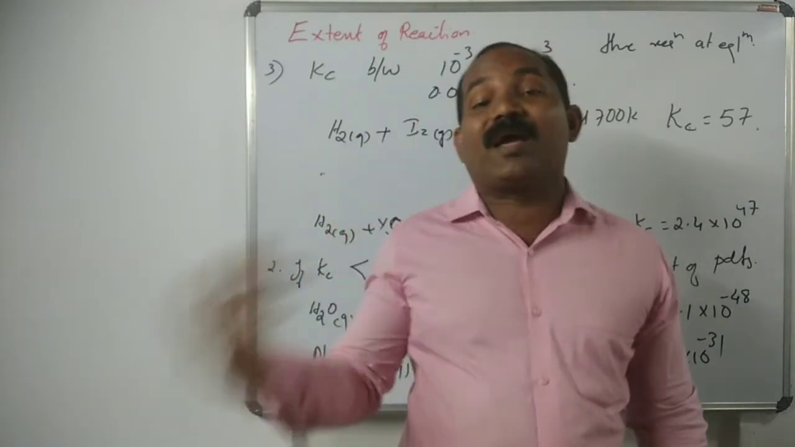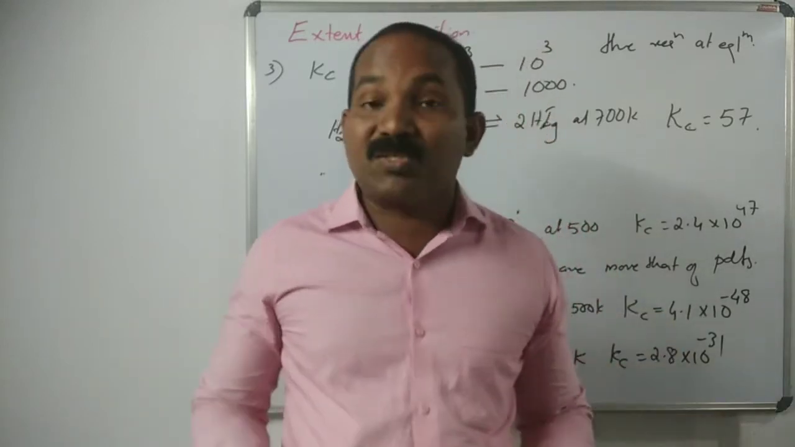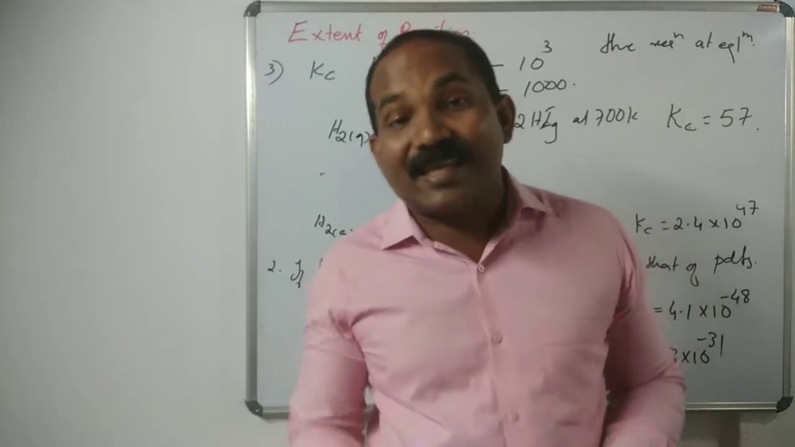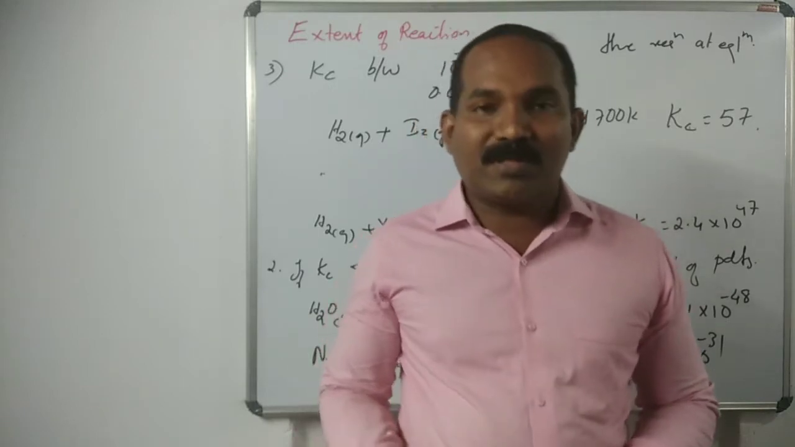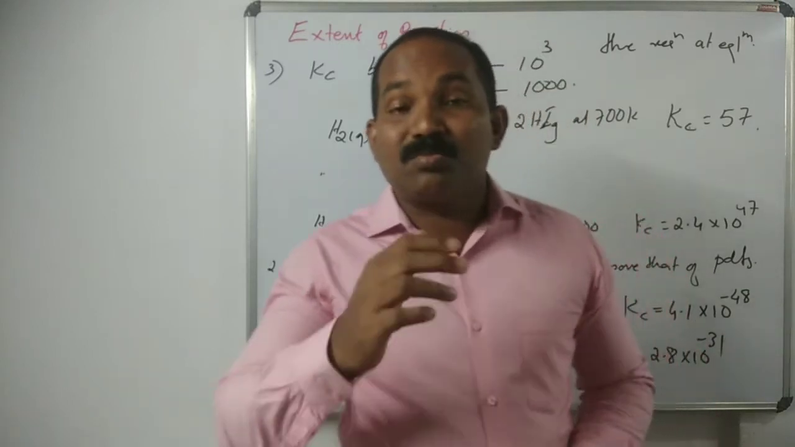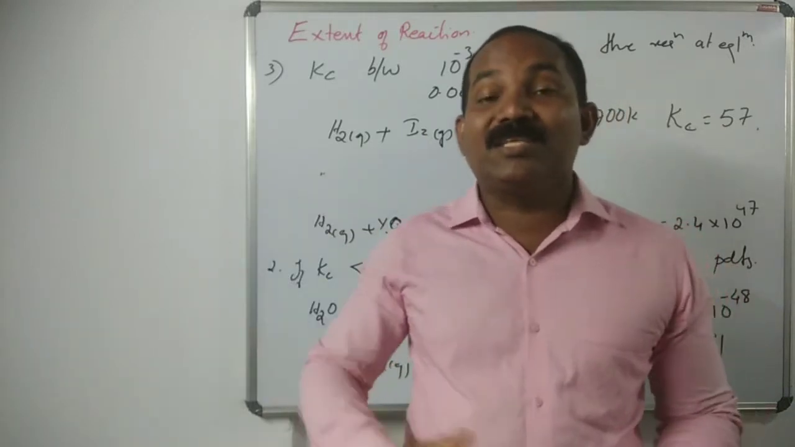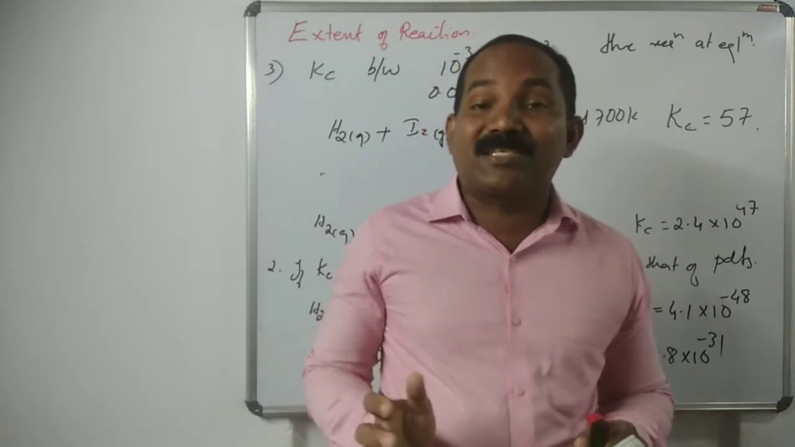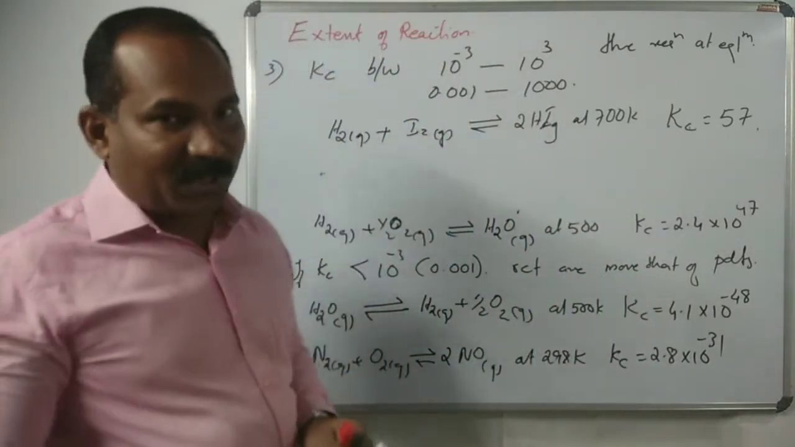If the Kc value is high, the reaction is nearly complete, nearly to completion. That means products are more. If the Kc value is less than 10 raised to minus 3, the reaction hardly takes place, and the reactants are predominant over the products. And finally, if the Kc value is in between 10 raised to minus 3 and 10 raised to 3, that is 0.001 to 1000, the reaction is at equilibrium. The concentrations of reactants and products are constant. That's a very important thing.